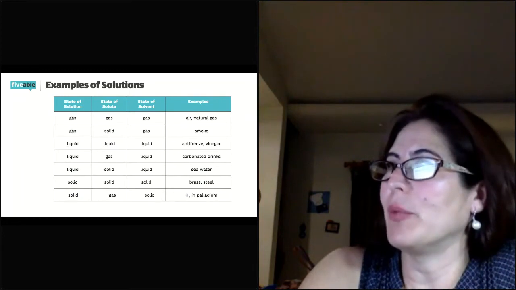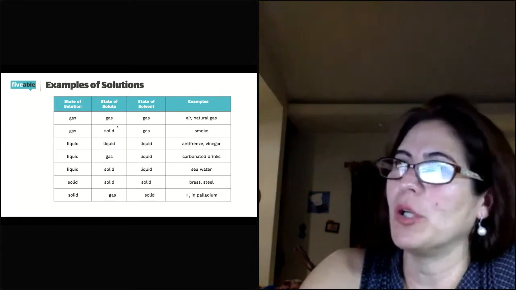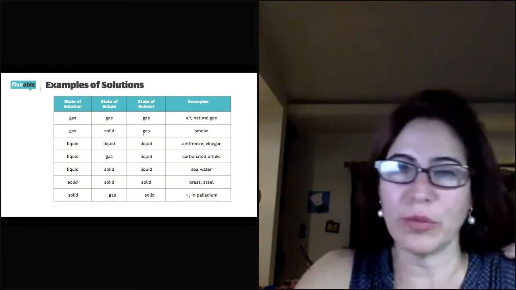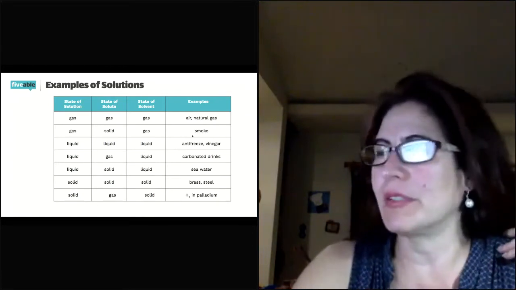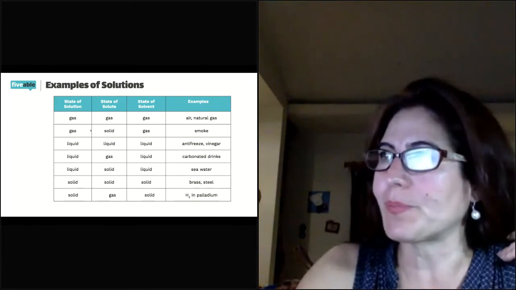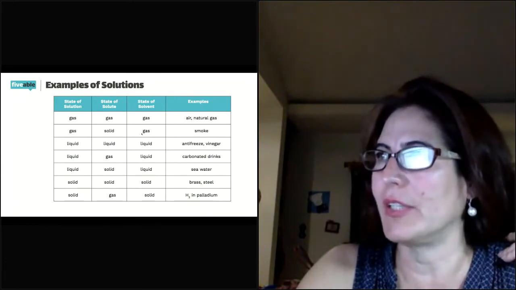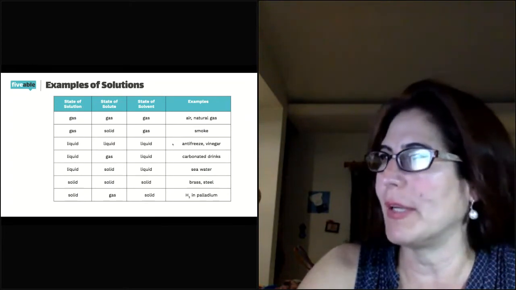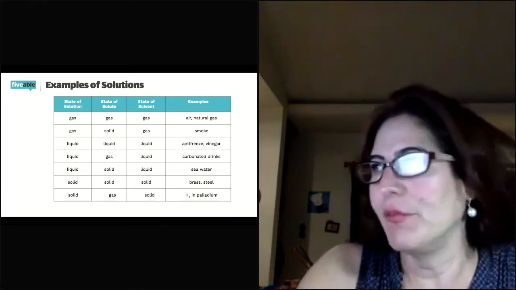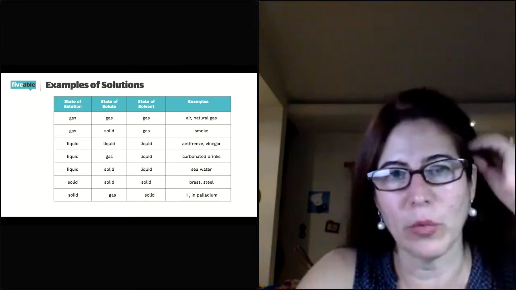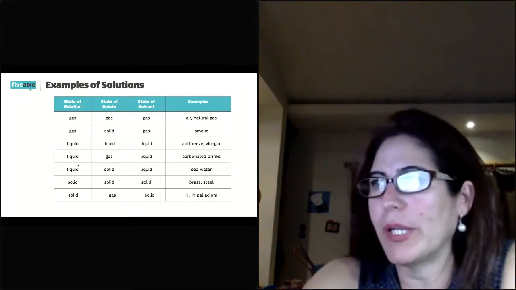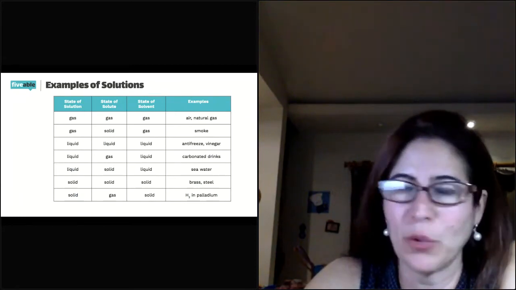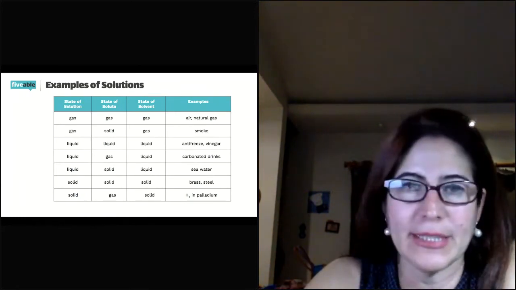In smoke, we have small particles of dust dissolved in the air, and that would be considered a gas and solid solution. We have a lot of liquid solutions, for example, antifreeze or vinegar. Vinegar is acetic acid dissolved in water. We can have liquid and solid solutions. For example, as I mentioned, seawater would be an example of this.